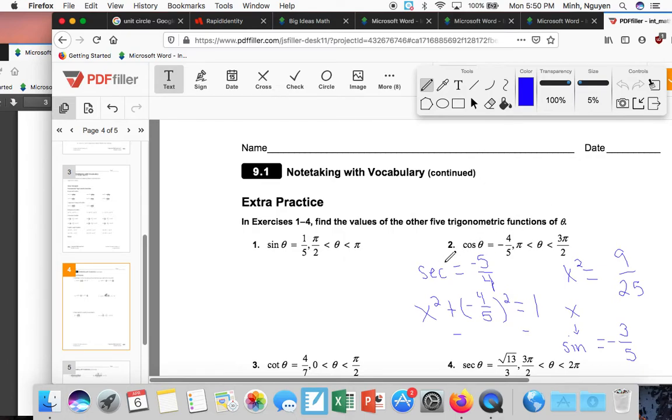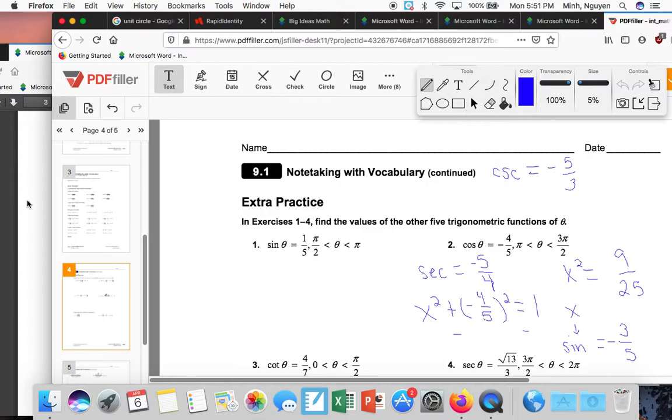Use cosine to find secant. Use cosine to find sine. I can use sine to find cosecant. Cosecant theta equals negative 5/3.